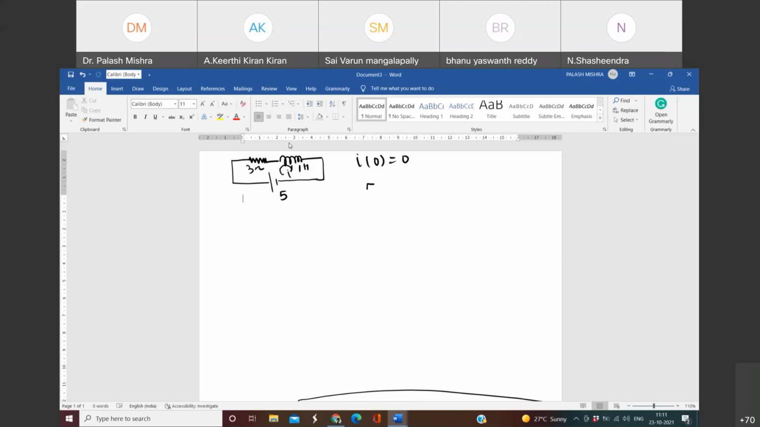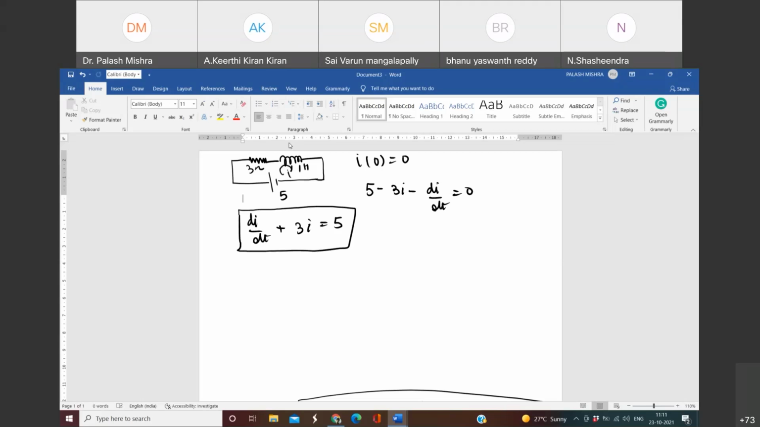5 minus 3i, that is iR, minus L di by dt equals 0. L is 1. Is it clear? So di by dt plus 3i equals 5 for this circuit. Now can you solve this equation using the concept which I have told you?